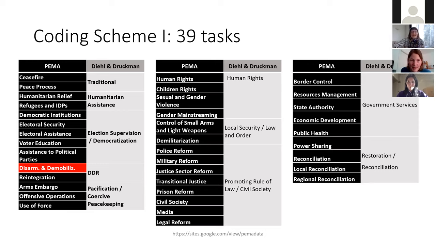Mm-hmm. And we have a question related to that, so I would like to take it now. Oishin is asking, does the approach to modalities capture moments when the Security Council explicitly prioritizes tasks? If not, is there a risk that the granular nature of the data might miss the wood for the trees? The true focus of the mission might be on a much smaller set of tasks than the list of mandated tasks implies.